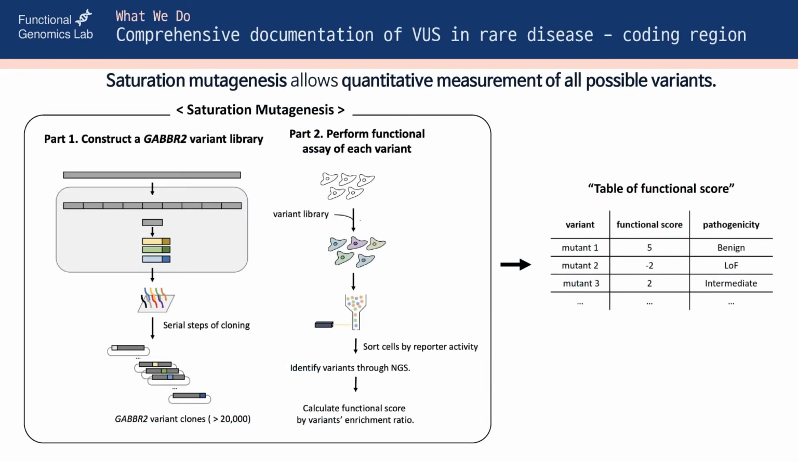To provide a comprehensive functional map of a target gene and the correlation between genotype and phenotype, we established an approach which quantitatively measures the biological function of every amino acid change, known as saturation mutagenesis. We are applying this approach to GABBR2, a GPCR which causes severe brain developmental defects in children.